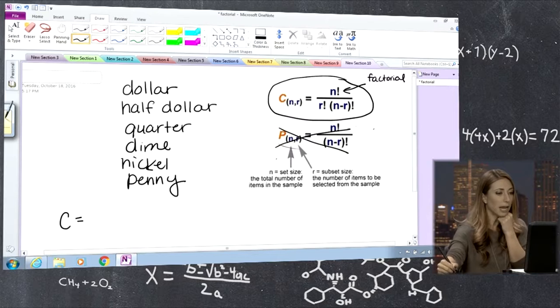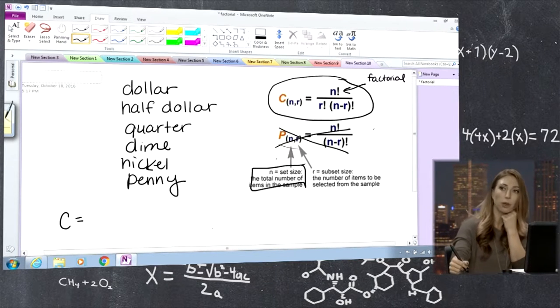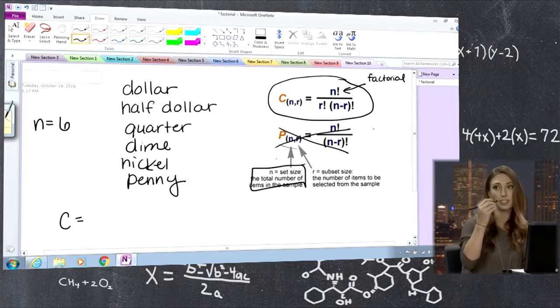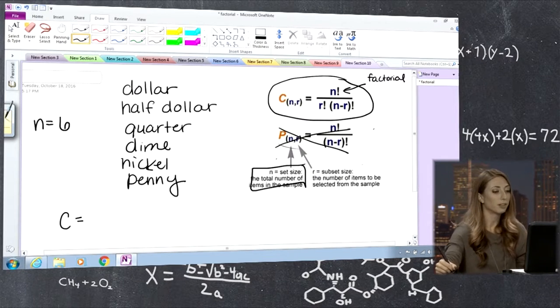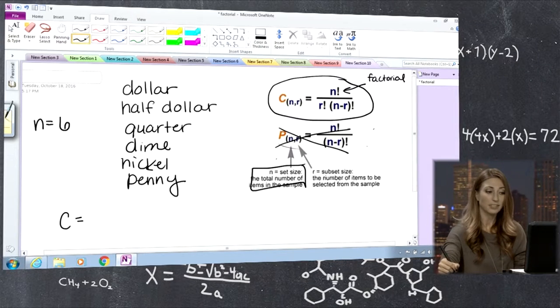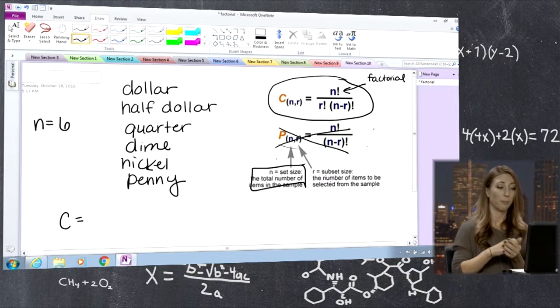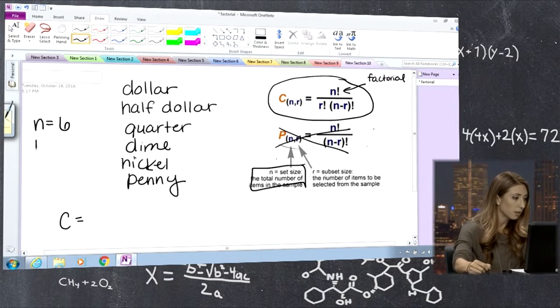But n is going to represent the set size, so the total number of items in my sample. My set size in this case is 6, because there are 6 different options of things that we could pull out of that bag. The R in this equation is going to represent the subset size, meaning the number that we're selecting. In this case, we're picking only 3 different things out of the bag, so our R is 3.